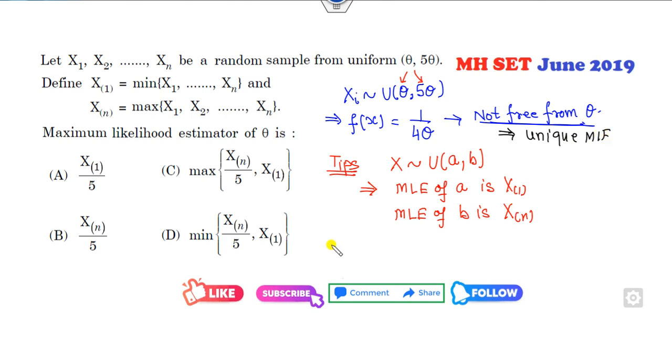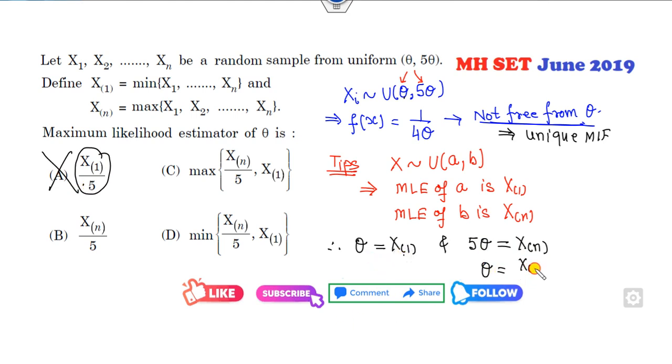Now, according to this tip, the MLE of theta will be X(n) divided by 5. One option says X1 divided by 5, but that's wrong because it uses only X1. From here you can see X(n) divided by 5 is my correct answer, the maximum. The other options are wrong because X1 is not the MLE. So B is my correct answer.